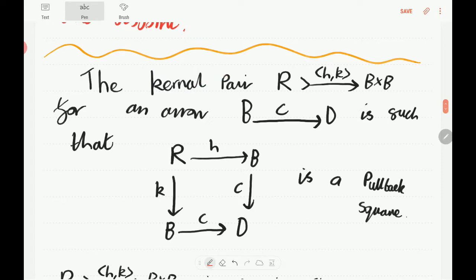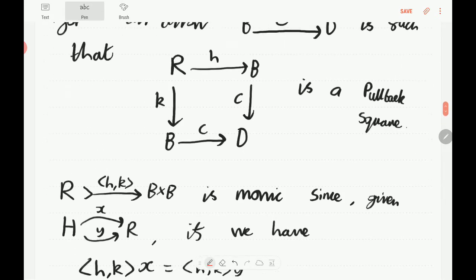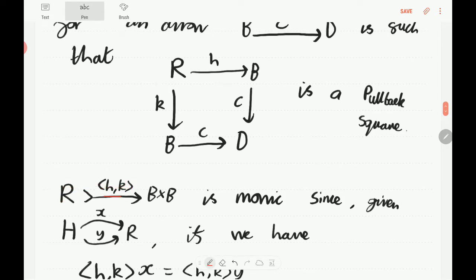onwards, kernel pairs. The kernel pair H, K, one way to think of it is, say we have an arrow C from B to D. The kernel pair of C is this pair of arrows H and K. Say those both come from an arrow R, and then they both go into B. And the idea is just that they form a pullback square like this. But there's another way to look at a kernel pair, because if we pair H, K together as an arrow from capital R to B times B, they form a monomorphism.